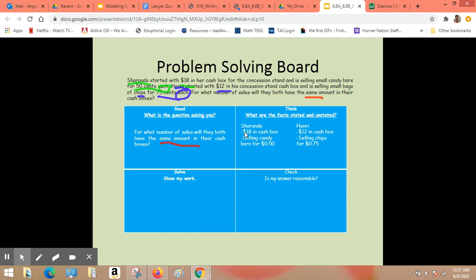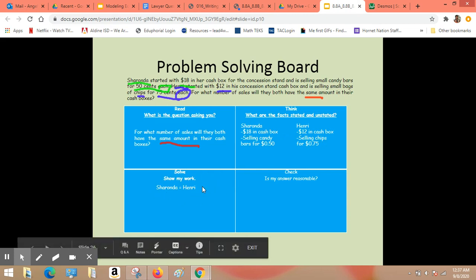Okay, so whatever is by itself, whatever they started with, that's going to be my constant. So that's my loner number. So I'm going to put Sharonda equals Henry. And now I have, she started with 18 and she starts selling. So if you're selling something, you're obviously going to be earning money. Okay, so that's why we're putting plus.